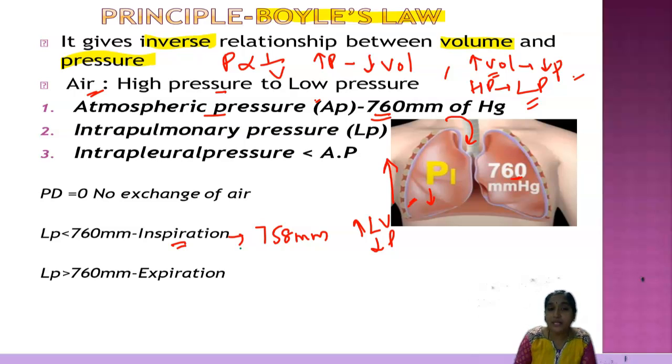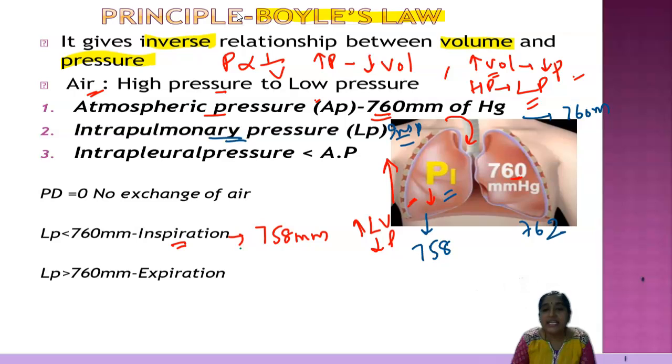What happens during expiration? The intrapulmonary pressure, that is the pressure within your lungs, builds up. The atmospheric pressure is 760 millimeters, and air moves from high pressure to low pressure. During inspiration it was 758 inside, so it was high pressure outside and air entered. Now during expiration, it is low pressure outside and high pressure inside the lungs, so air moves out. This is the main principle of Boyle's law. For high pressure to be created, the lung volume has to decrease during expiration.